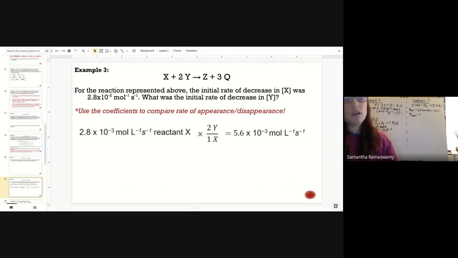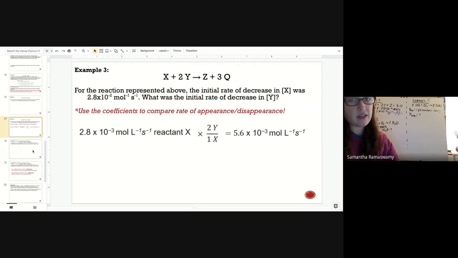Right? So again, the biggest thing here, I'm not even worried about what the number is here. You could make this 5 times 10 to the 10. I'm worried about this: 2 Y over 1 X. Because you're using the coefficients to compare the rate of appearance and rate of disappearance. So you take what you're given and you multiply by your coefficients. This is all you need, 2 Y over 1 X. If you wanted to solve for Q instead, if it wanted rate of appearance of Q, you could do 3 Q over 1 X. That would give you Q.